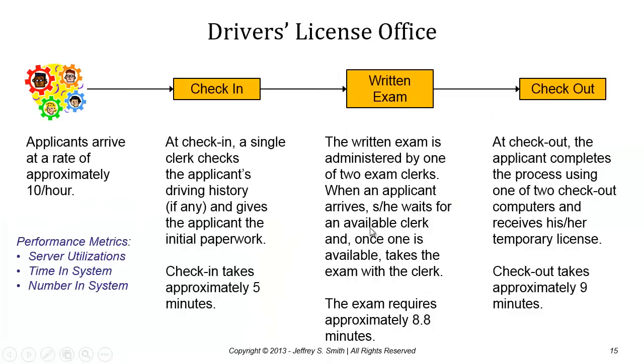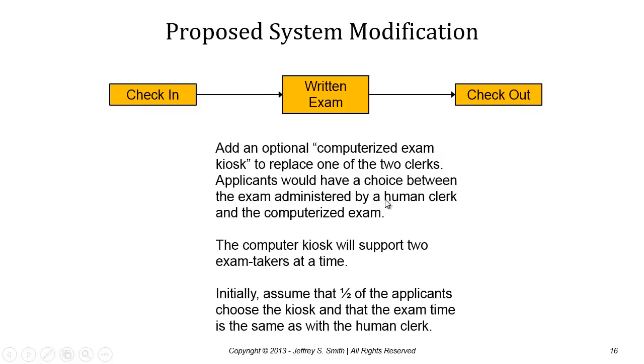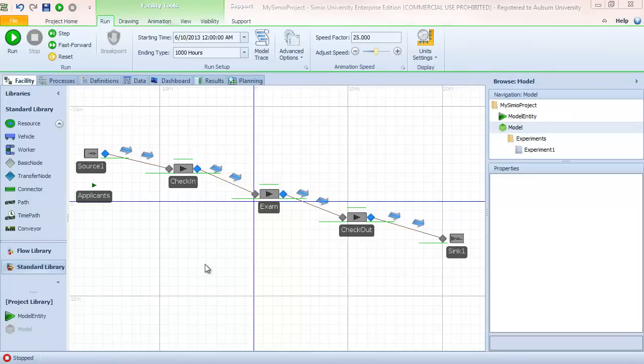So for our modification, what the Driver's License Bureau is considering is adding an optional computerized exam kiosk. They're going to replace one of the two exam clerks with this computerized kiosk, and the kiosk supports two exam takers at a time. We're initially going to assume that one half of the applicants choose the kiosk and that the exam time is the same as with the human clerk. So now when an applicant leaves check-in, half of them will choose the human clerk and half will choose the computerized exam kiosk. Let's start with our previous model and make the modifications.